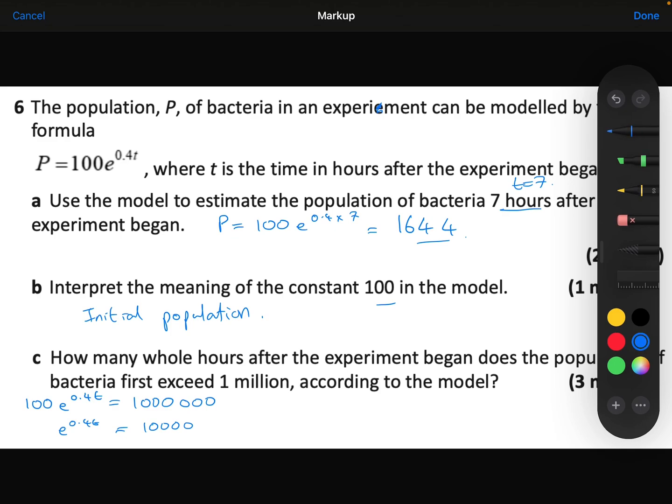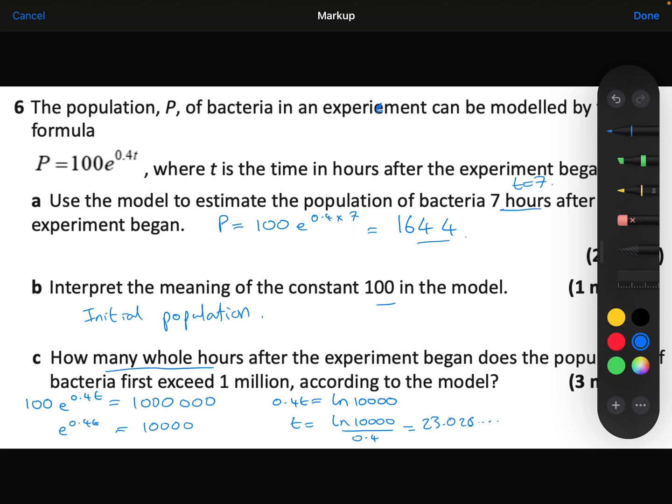So I've just made the population equal to 1 million, and then I've divided both sides by 100. I am now going to take logarithms of both sides. And now I can divide both sides by 0.4. So when I type ln 10,000 divided by 0.4 into my calculator, I get 23.025 and so on.